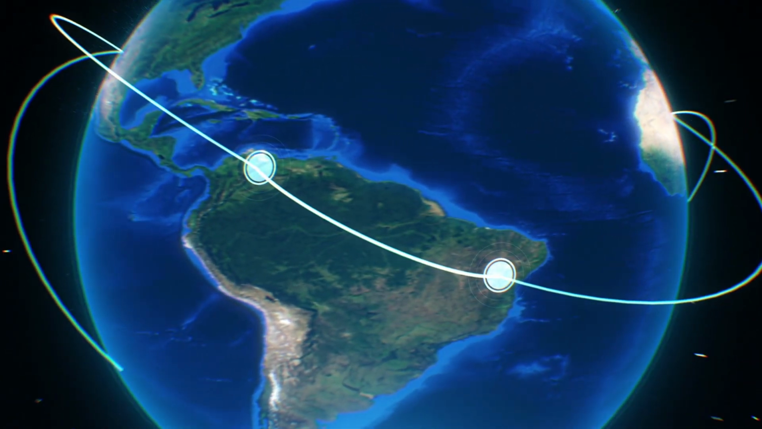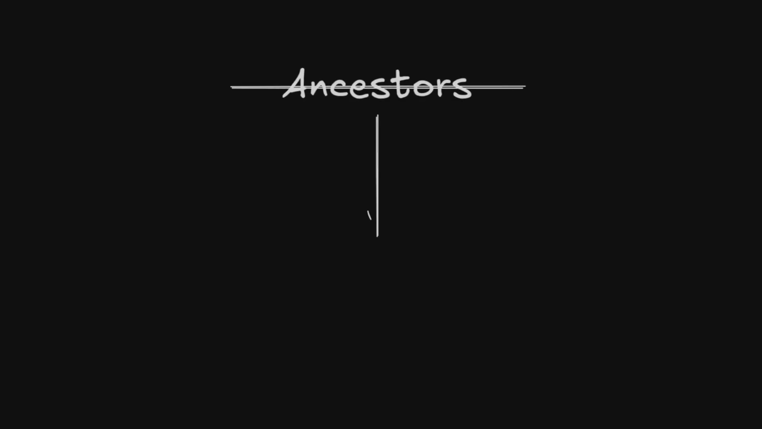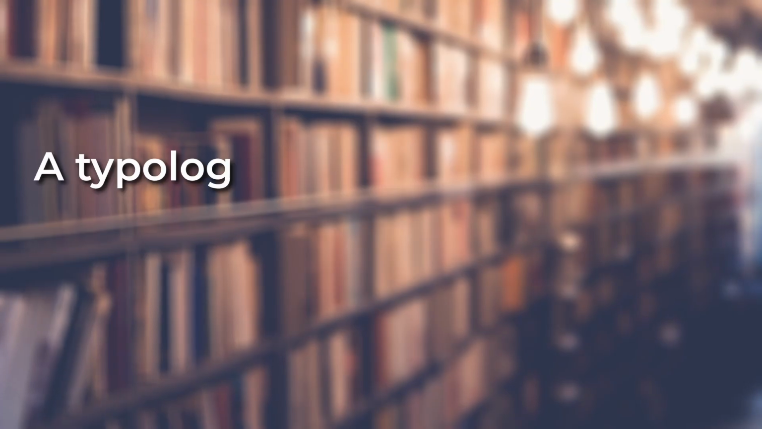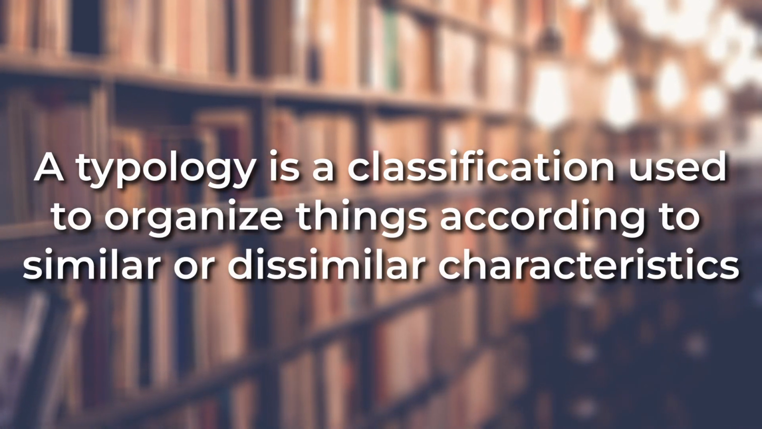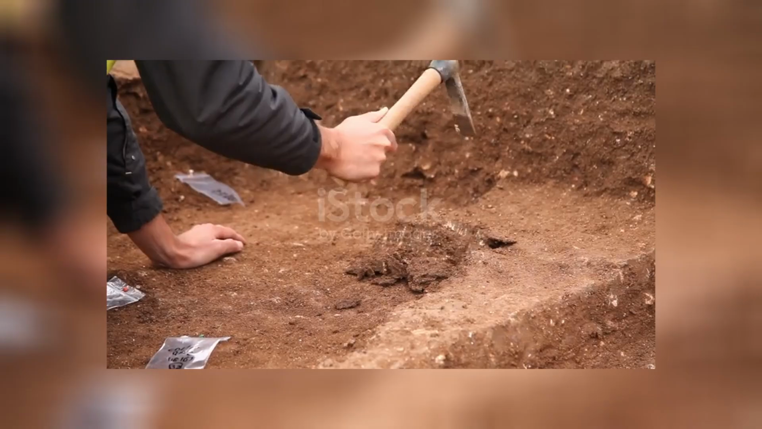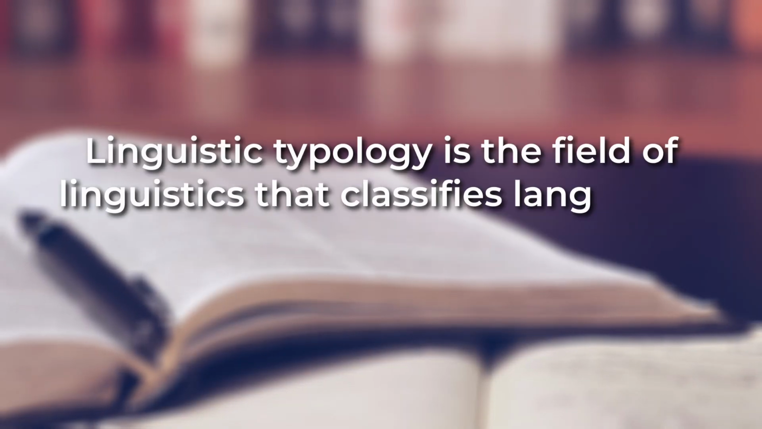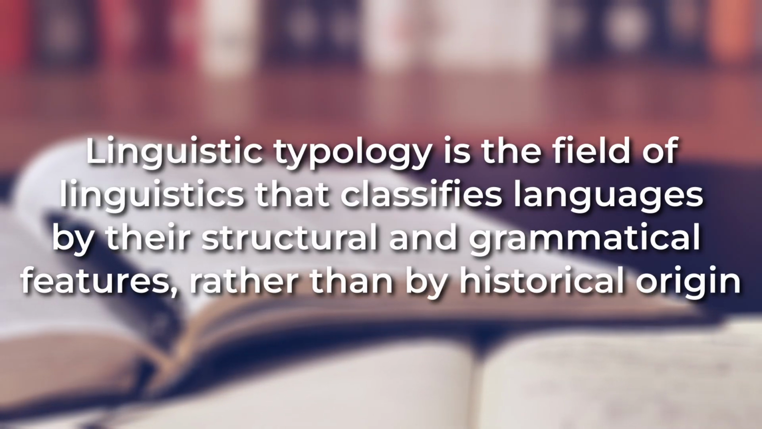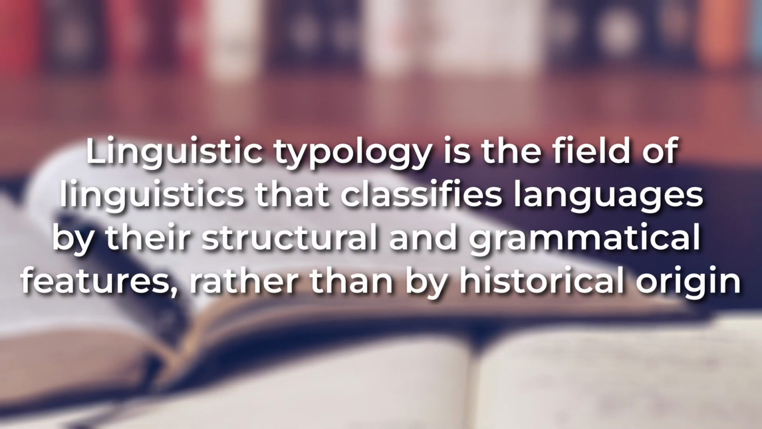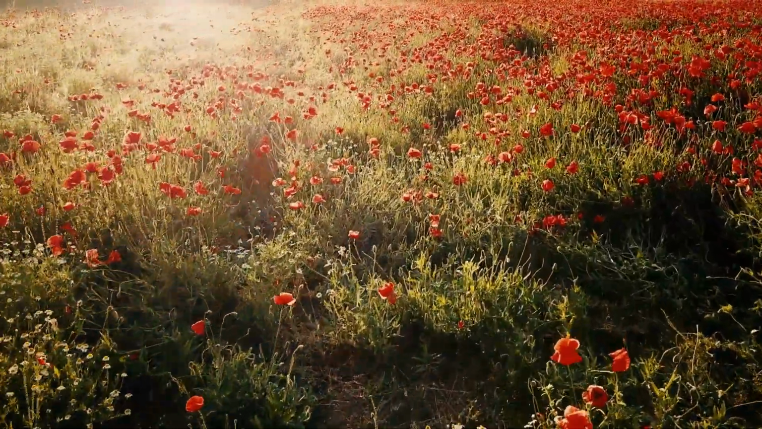and centuries apart? To solve that, we use linguistic typology, the science of classifying languages by their features, not their ancestors. A typology is a classification used to organize things according to similar or dissimilar characteristics. This is often found in archaeology or botany, but also in linguistics. Linguistic typology is the field of linguistics that classifies languages by their structural and grammatical features rather than by historical origin. Just like you can organize plants based on different characteristics, languages can also be classified.